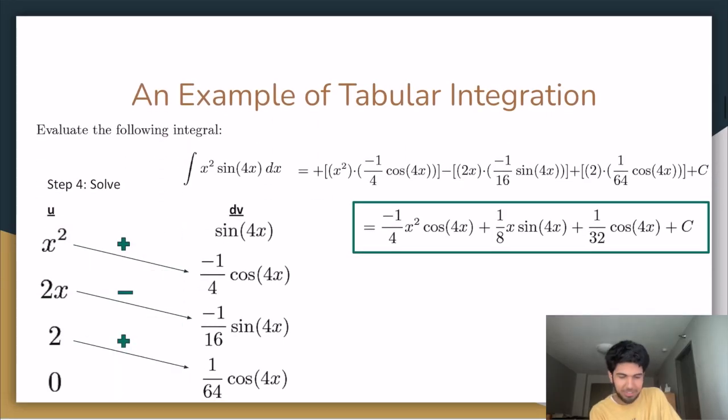We can check it out here. I wrote it here. That's it. That is your answer. That's all you had to do. Just create this chart, draw these arrows pointing downwards and to the right, and then alternate between the positive 1, minus 1, positive 1. Then multiply and combine like terms. That's all there is to it.